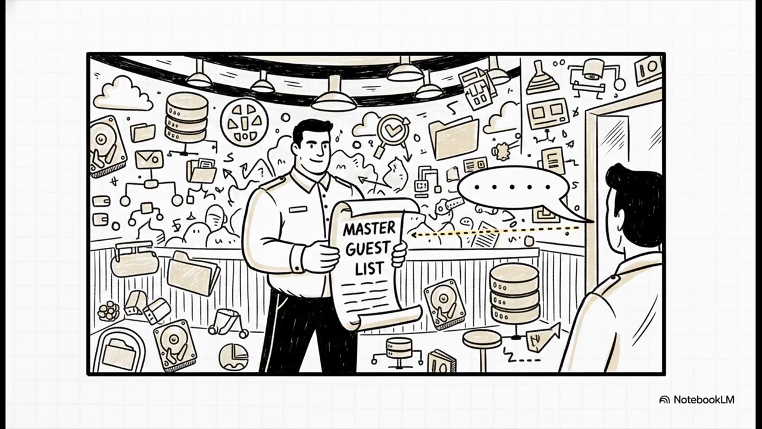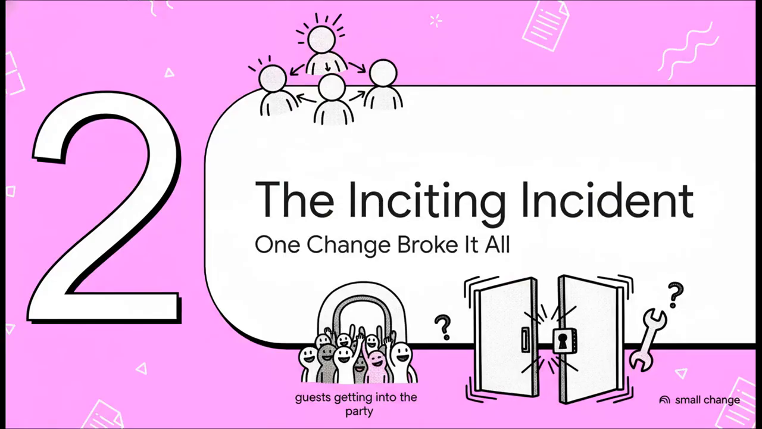And finally, the database itself. That's the exclusive party. It's got its own internal security, its own master guest list, and here's the key. The bouncer at the door needs to be able to talk to the security inside the party to make sure everything lines up. So, everything's working perfectly, right? The guests are getting in, the party's hopping, and then you do one little thing, and suddenly, bam, the doors slam shut, no one gets in.